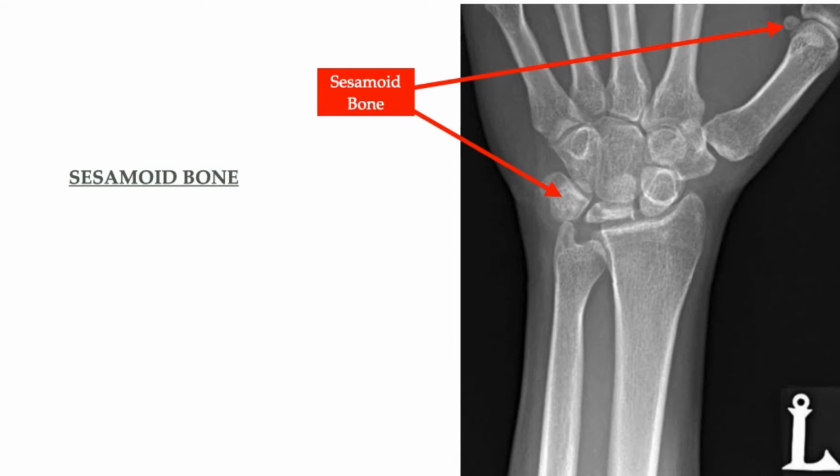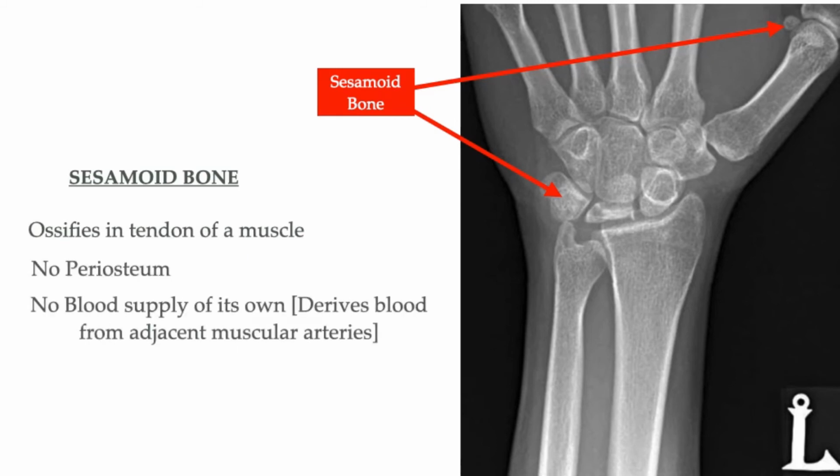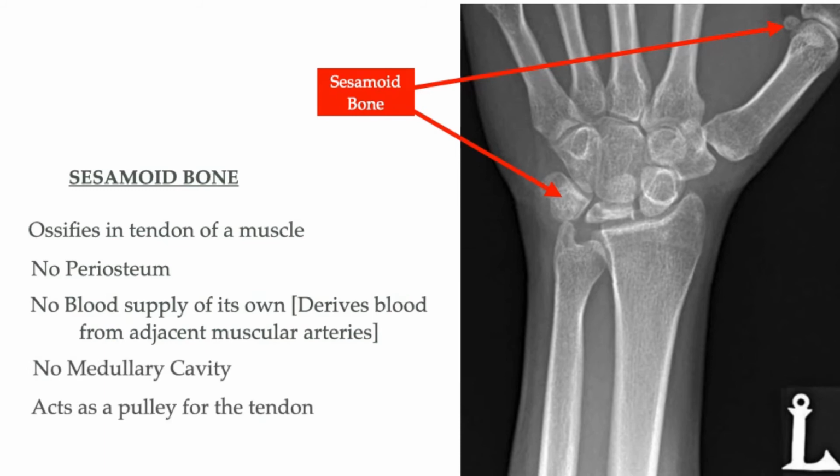So let us quickly revise the characteristic feature of a sesamoid bone. Sesamoid bone ossifies in the tendon of a muscle. It has no periosteum, it has no blood supply of its own. It derives its blood supply from the adjacent muscular arteries. It has no medullary cavity and it acts as a pulley for the tendon.